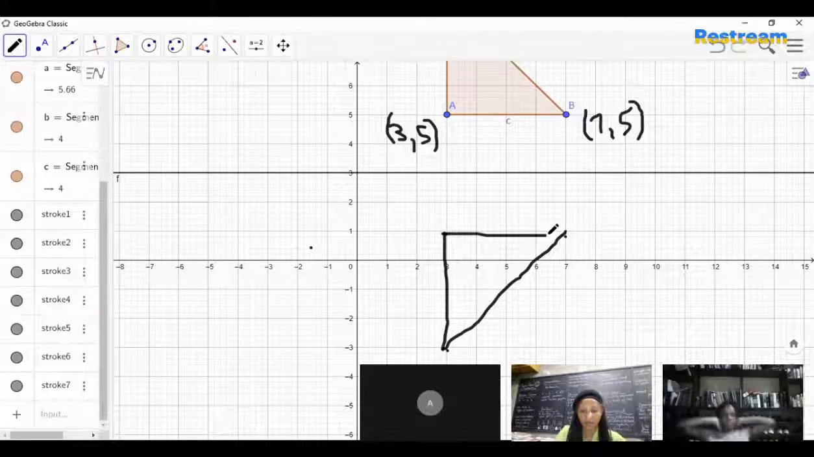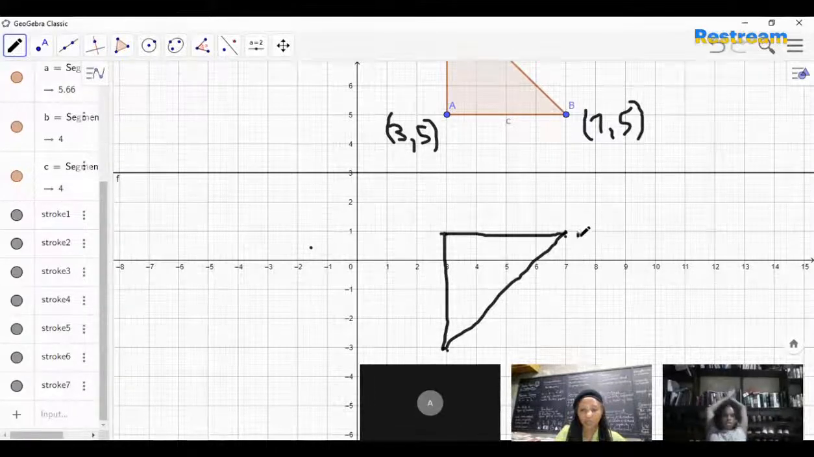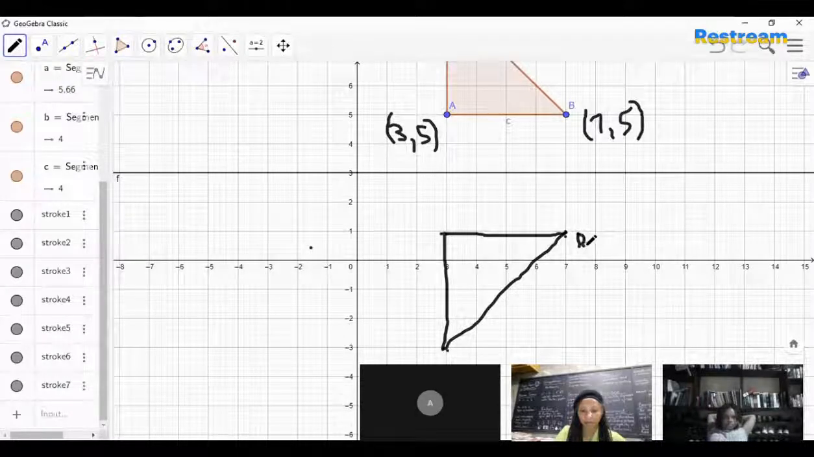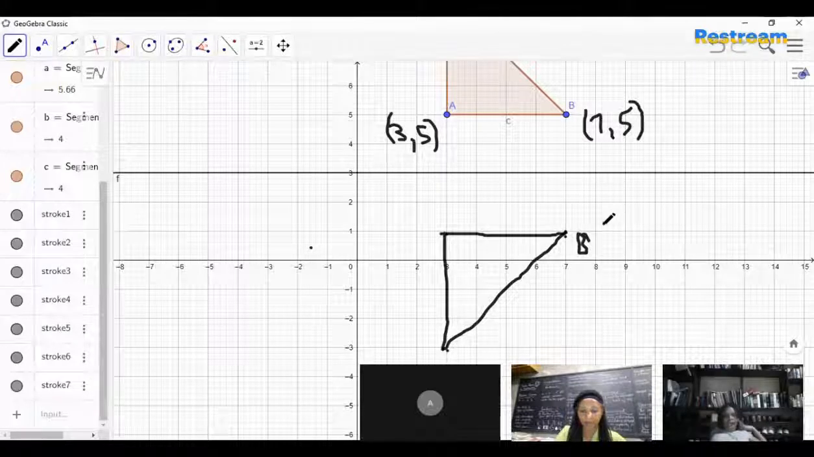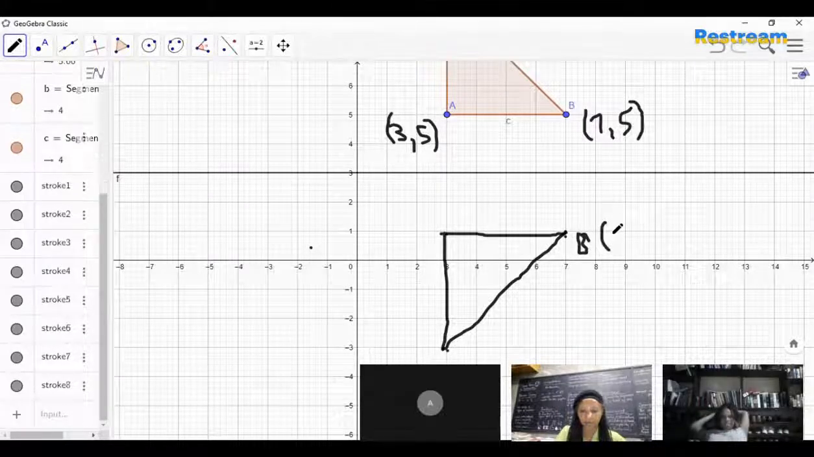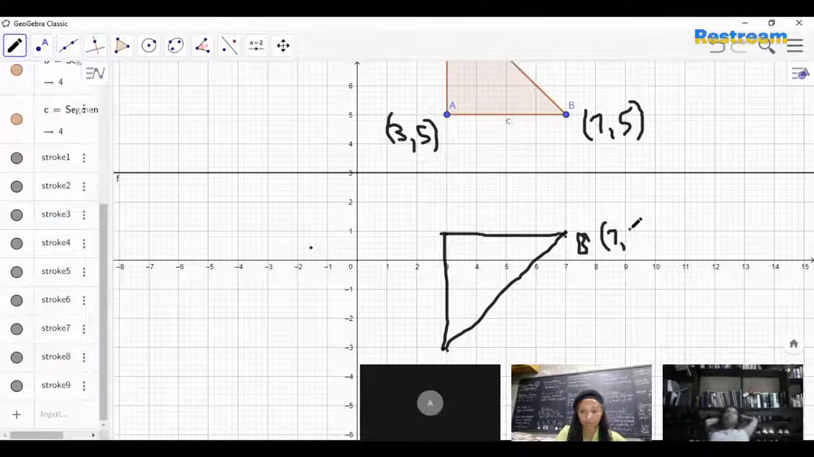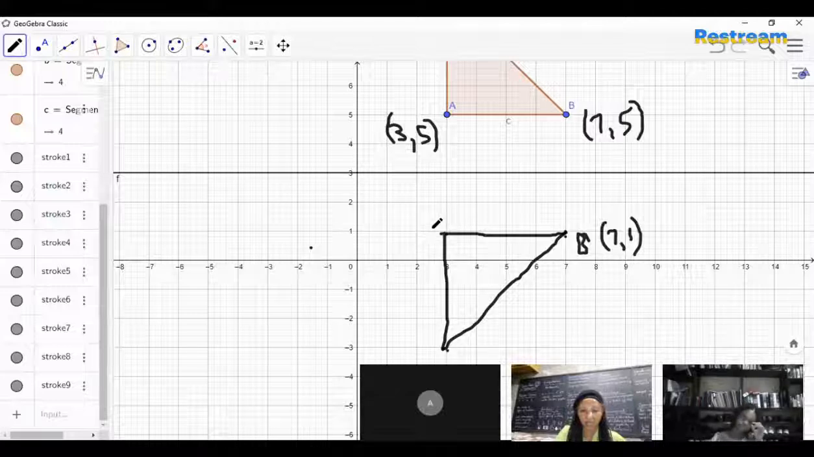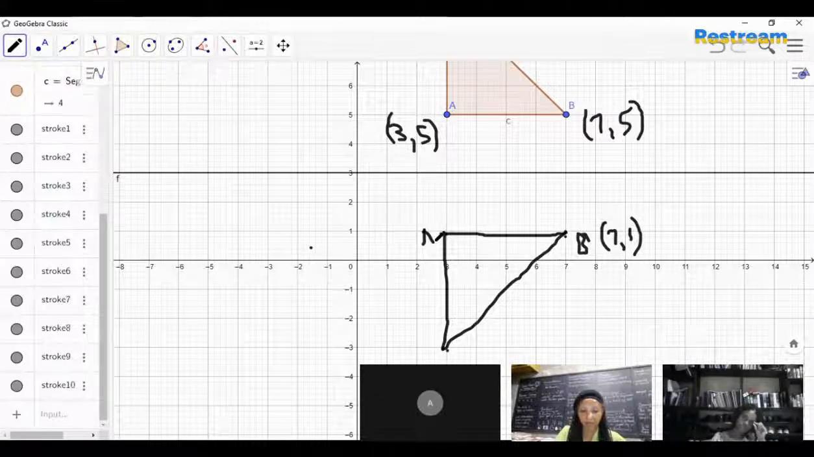That's right. So this will be B prime. And what will be the coordinates of B prime? Positive 7 to positive 1. Or A, this will be A prime, which is positive 3, positive 1. 3, 1.